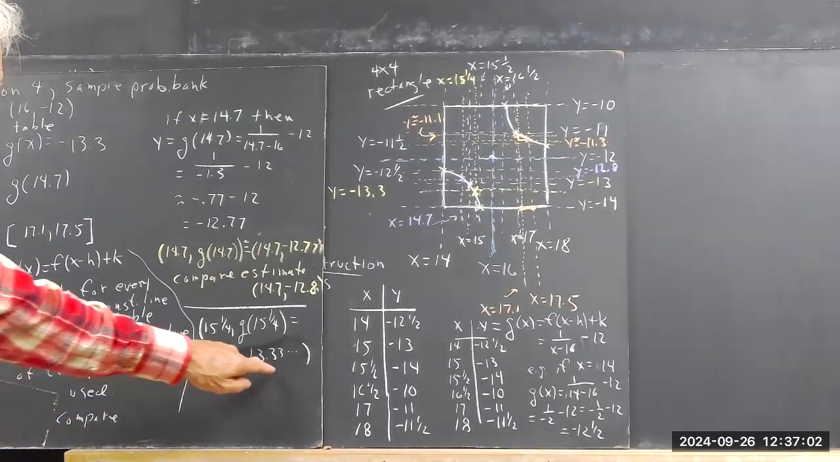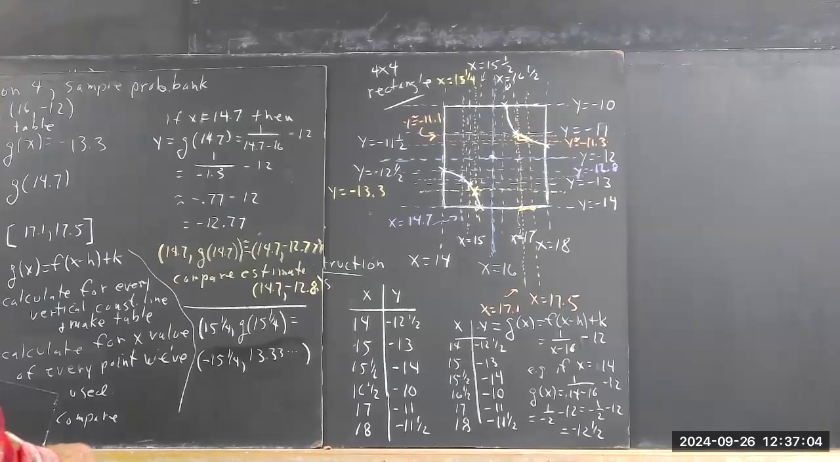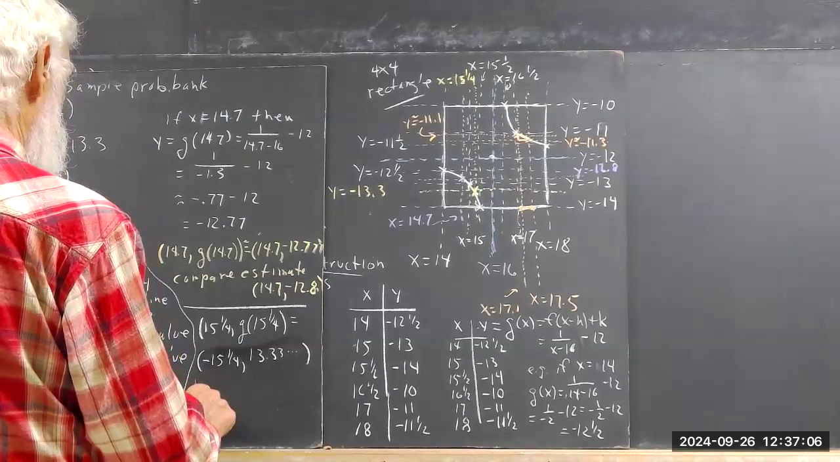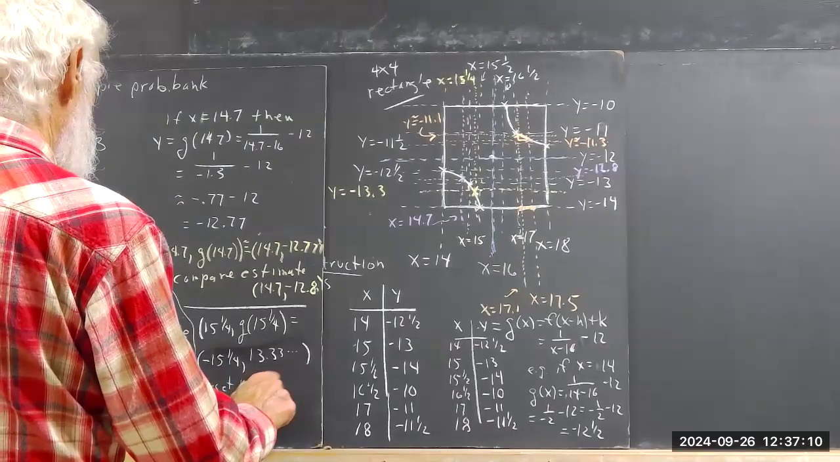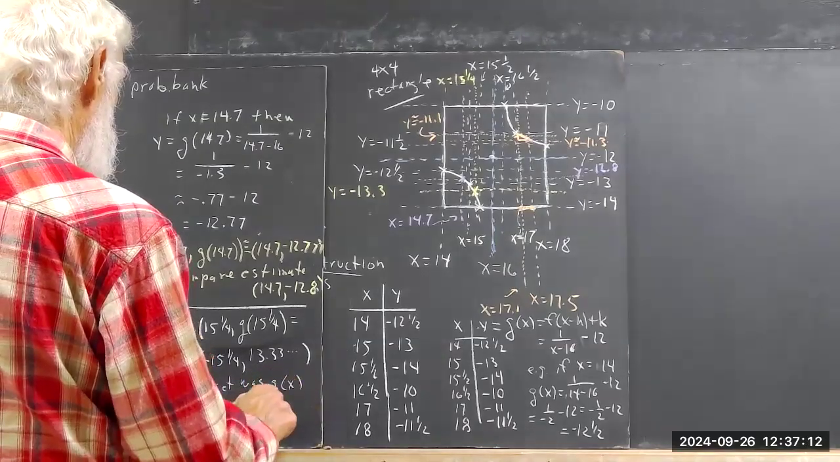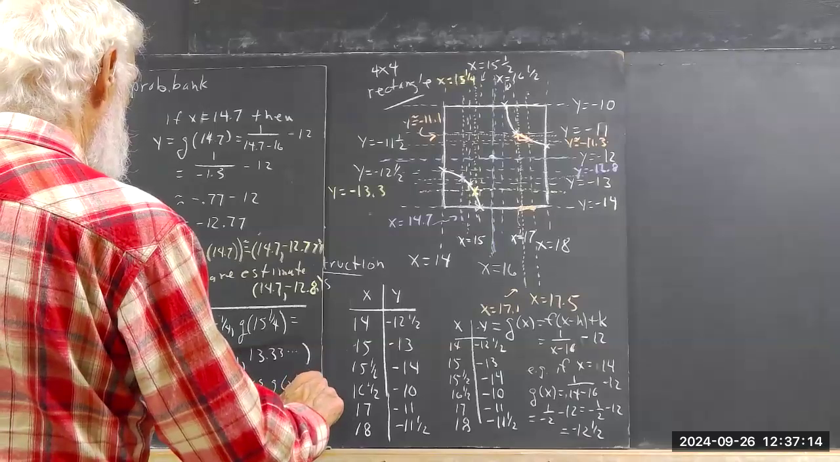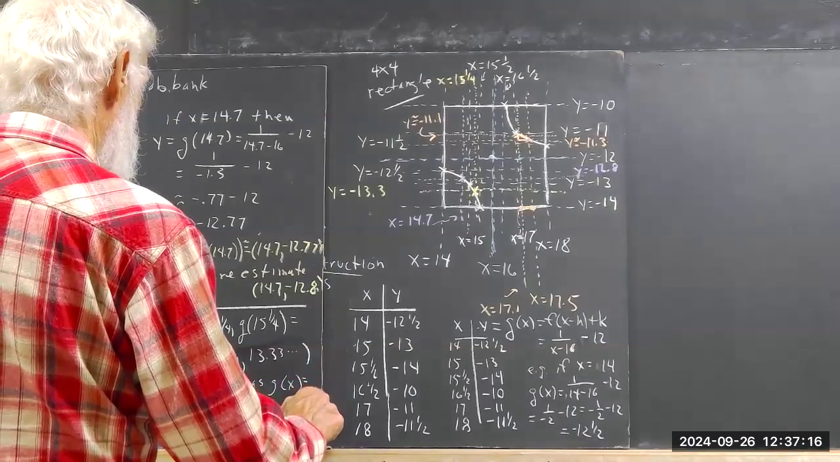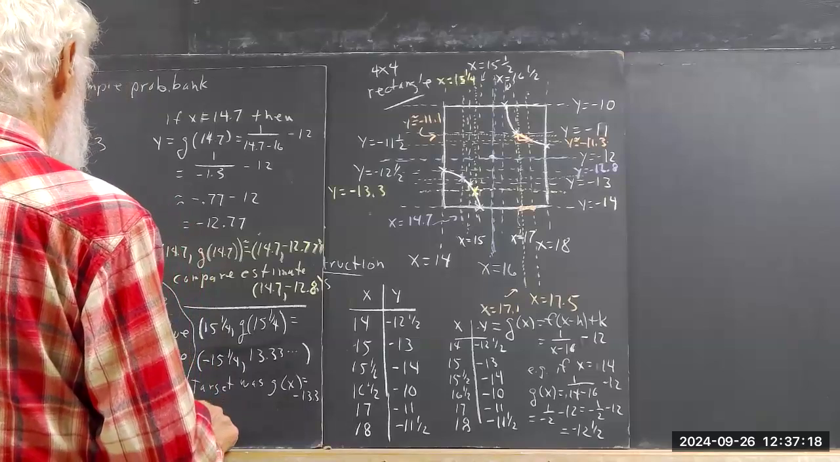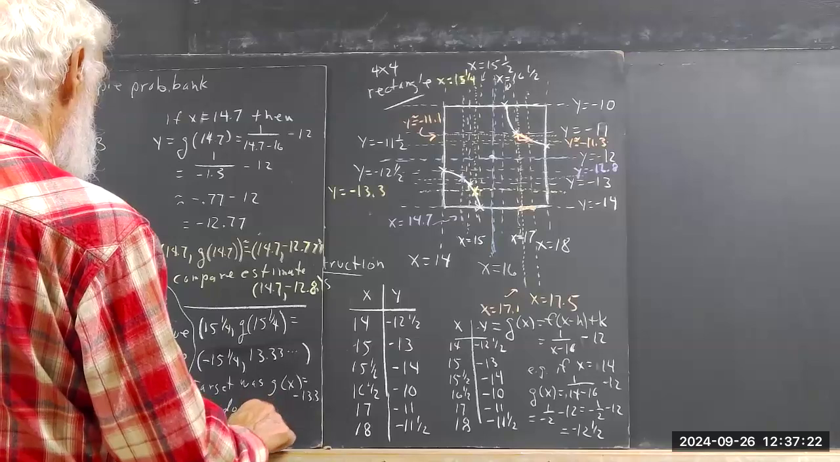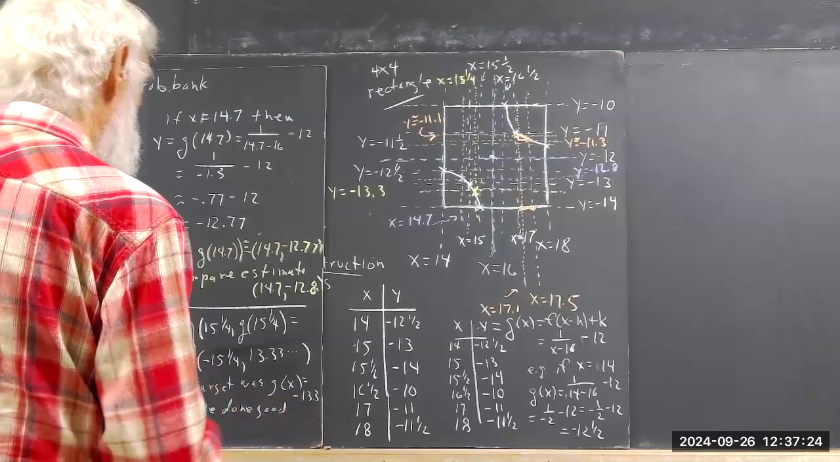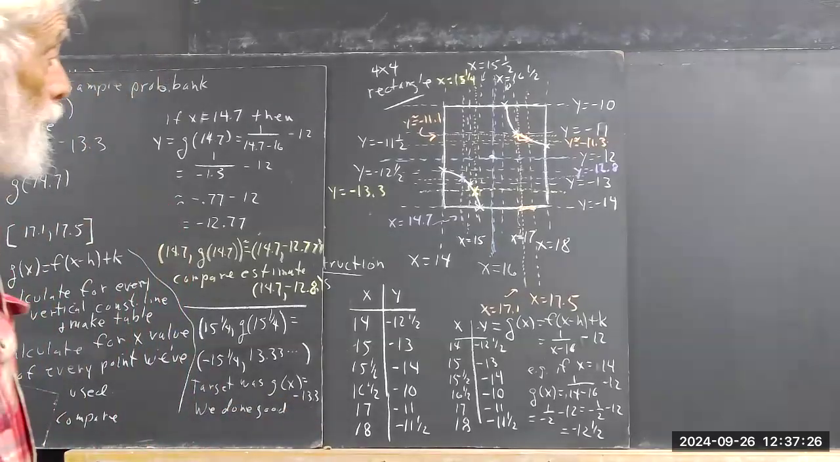So this is a good solution. The target of G of x equals -13.3. We've done good.